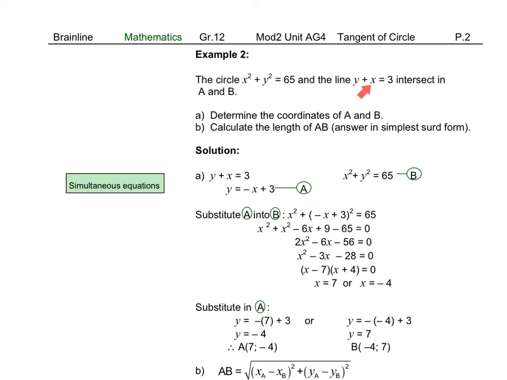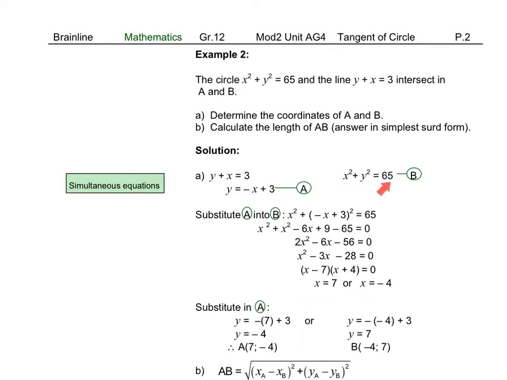So if I start with my straight line, y plus x equal to 3, and I get y alone on the left, I will take the plus x to the right hand side, and it will become a minus x. So my new equation is then y equal to minus x plus 3. This y value will then be substituted into my circle equation in order to solve x.